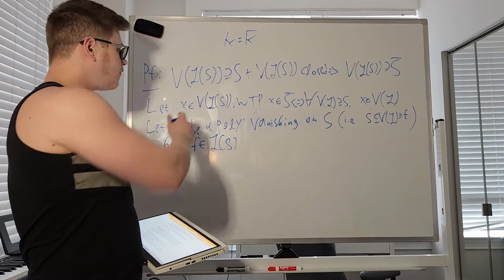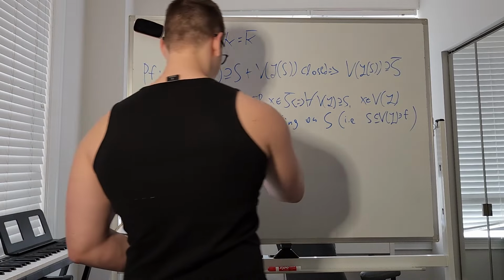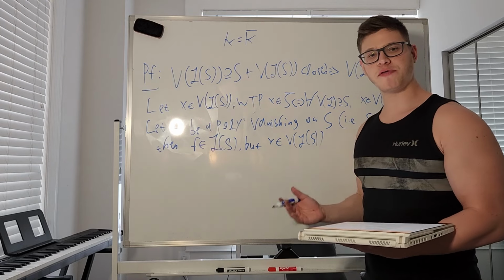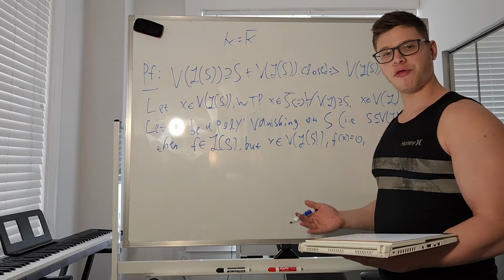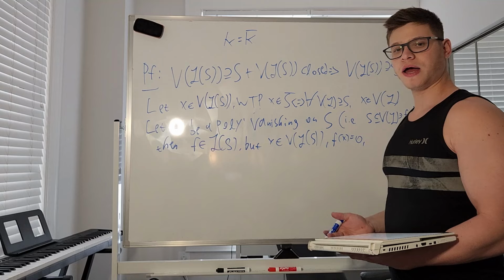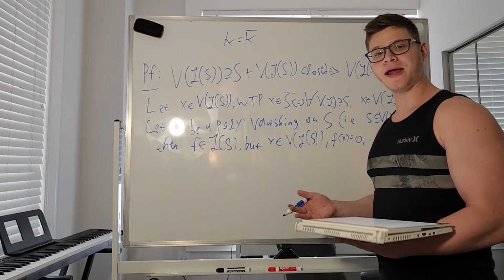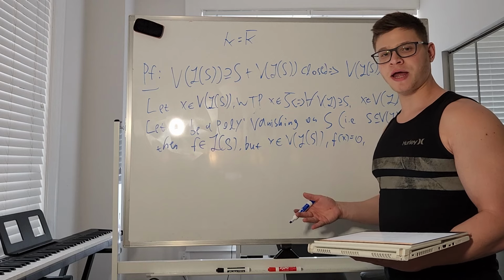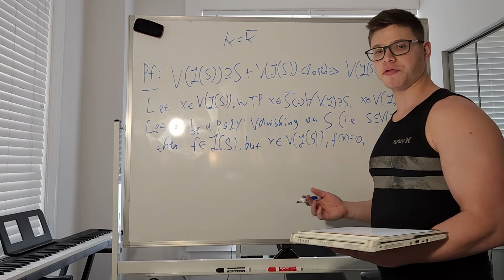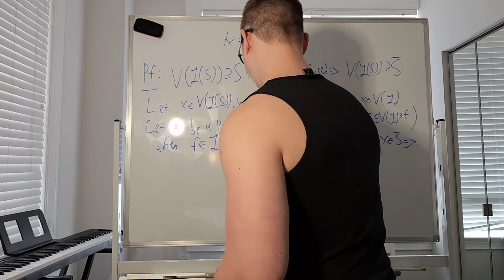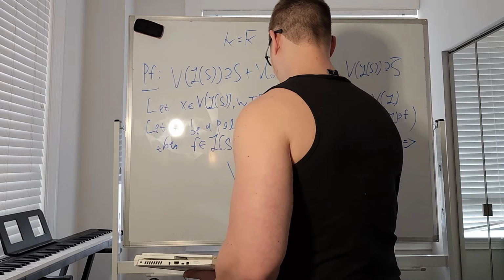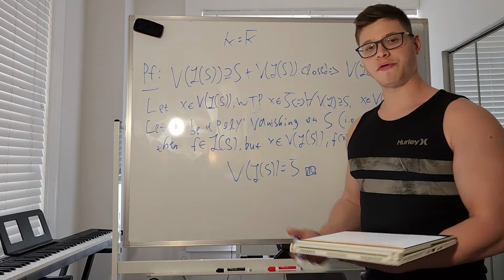But X is in the vanishing set of that ideal. So all in all, we get that F of X is equal to 0. So, because this is true for every polynomial that is in a closed set containing S, this shows that X is in every closed set containing S, or in other words, X is in the closure. So this shows that V of I of S is equal to the closure, which is exactly what we wanted to show.